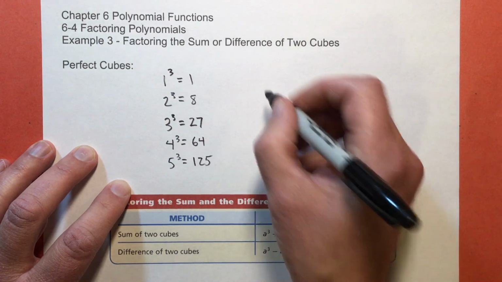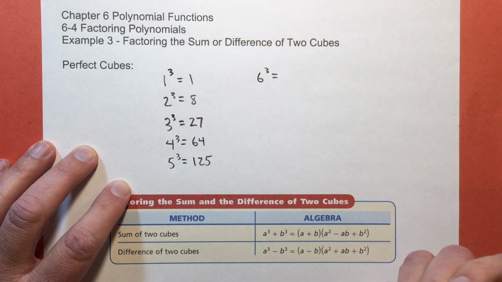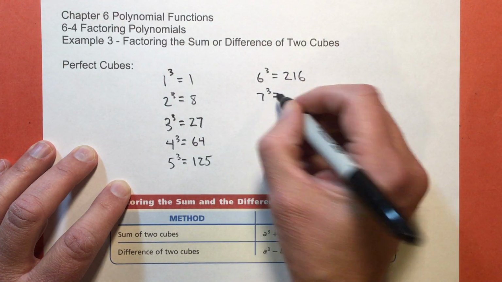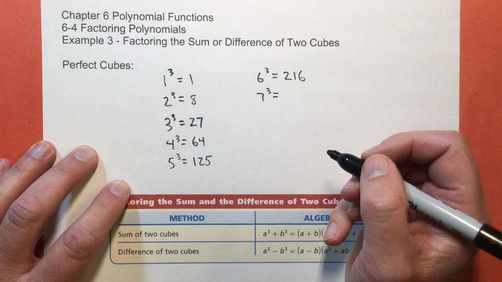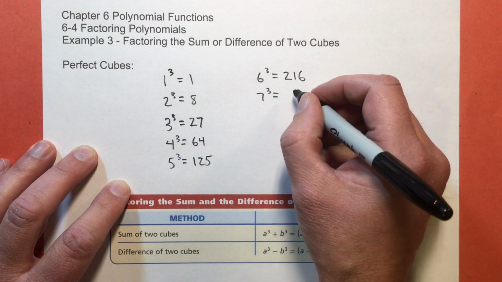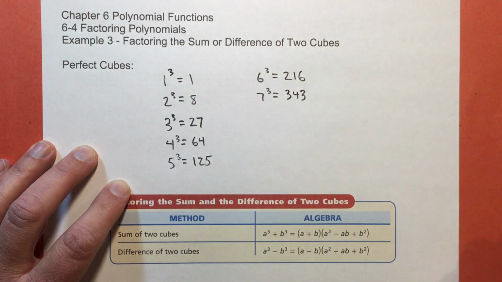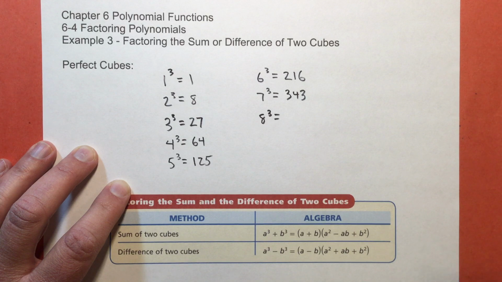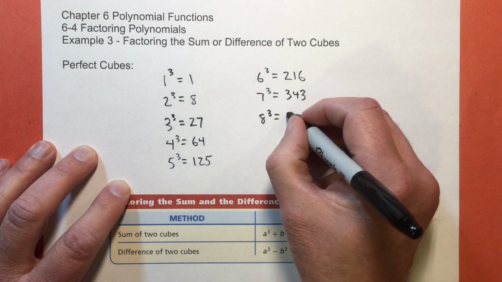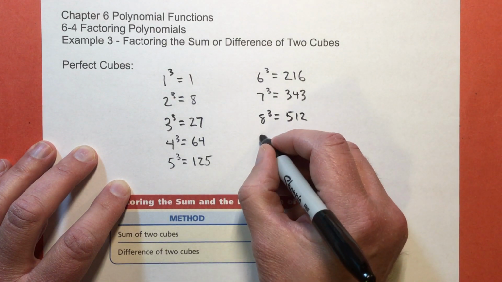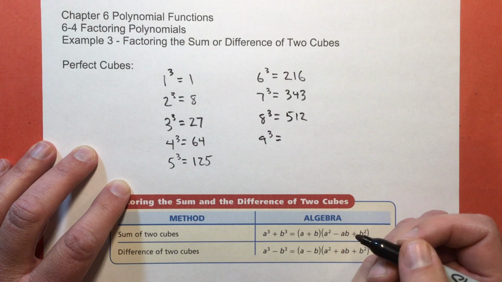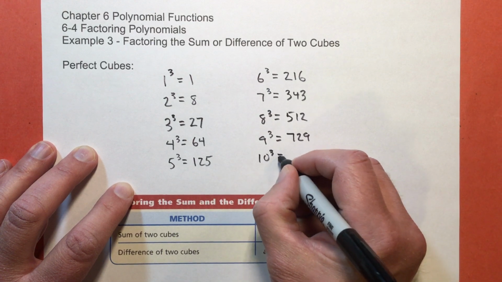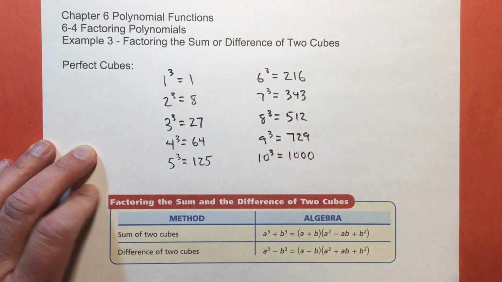We'll do the first 10. 6 to the 3rd power, 6 times 6 times 6, 36 times 6 is 216. 7 cubed is 7 times 7 times 7, which is 49 times 7, which is 343. I know, it's getting a little ridiculous now, isn't it? 8 to the 3rd power, 8 times 8 is 64, 64 times another 8 is 512. 9 to the 3rd power, 9 times 9 times 9, or 81 times 9, is 729. And finally, 10 to the 3rd power, this one's actually easy, we already know it, it's 1,000.